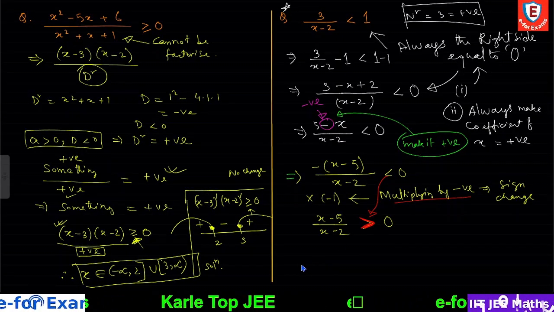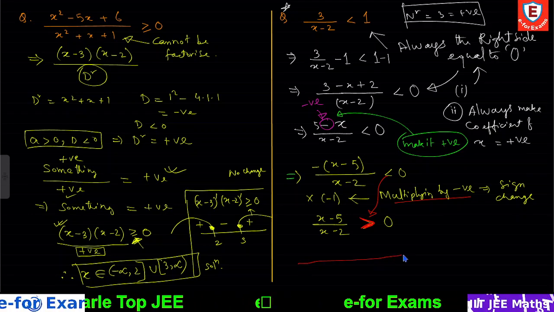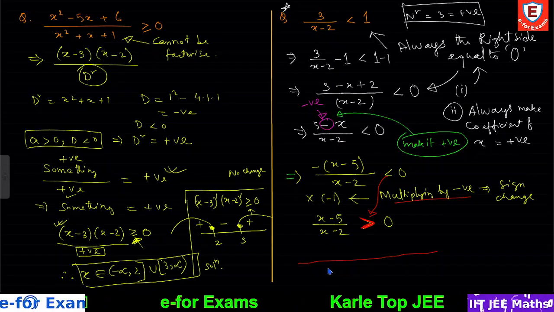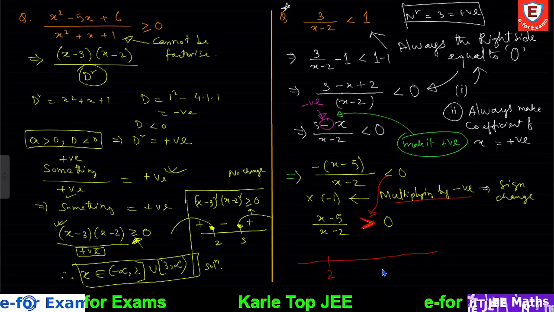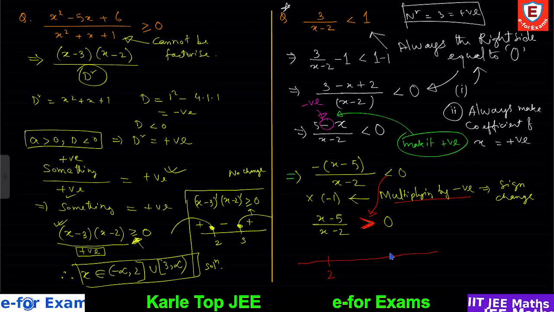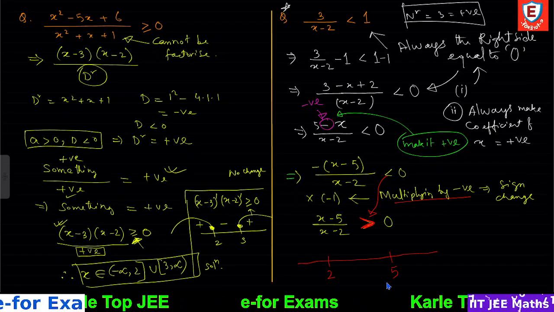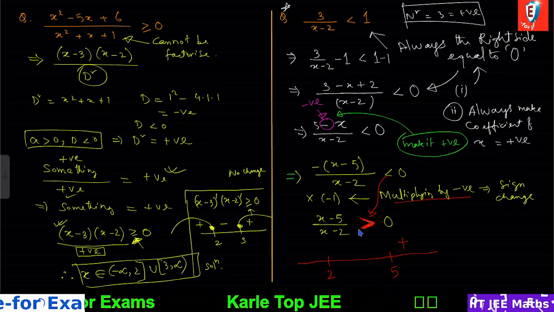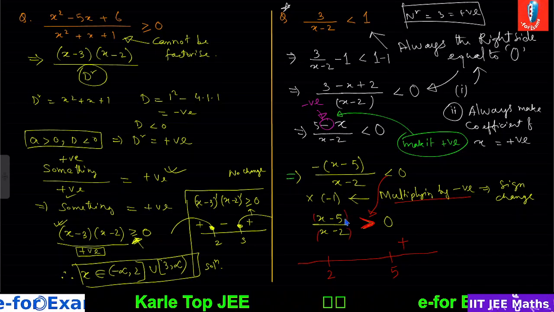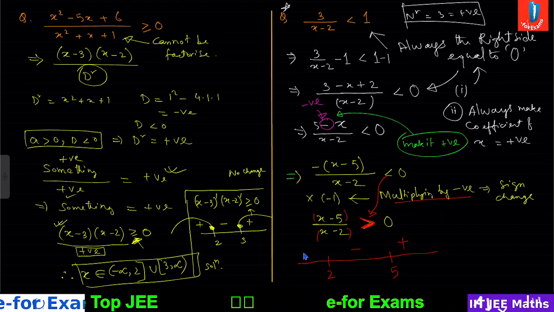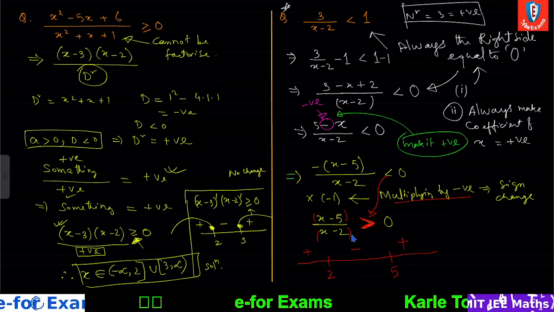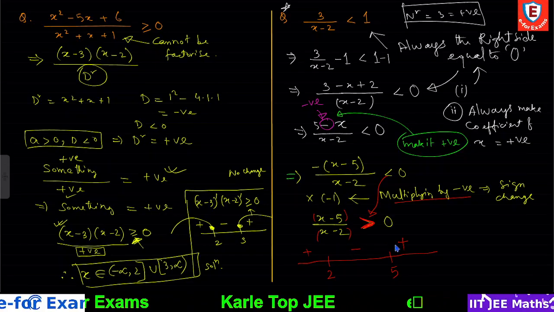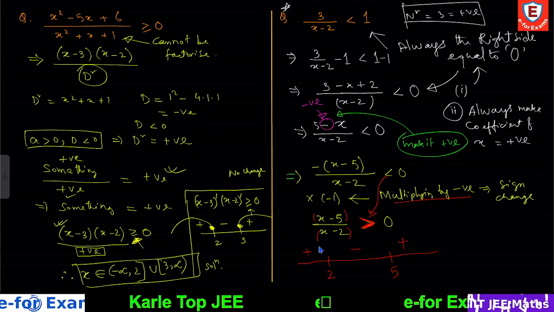So now you can plot. From the numerator we get 5, from the denominator we get 2. 2 is lesser, so on the left side. 5 is greater, so on the right side. Put a positive sign on the rightmost side. Power, all power 1. Minus, plus, minus, plus. Since the powers are odd for both, the sign will be changed. Plus 2 minus and minus 2 plus.